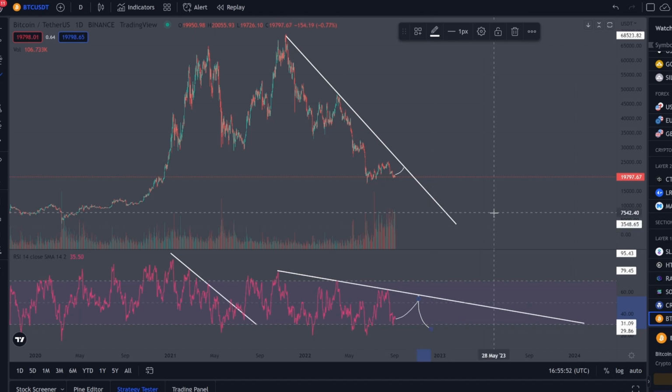Now, moving on from Bitcoin, I'm going to show you a strategy that I've been using to catch huge gains on altcoins. So let's go pick a few altcoins and get into the analysis.